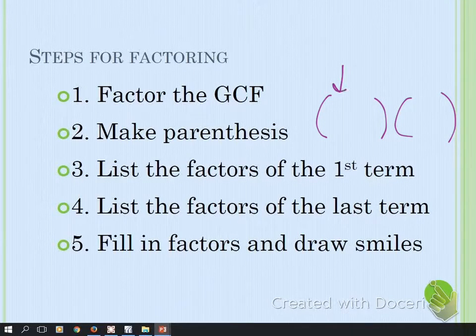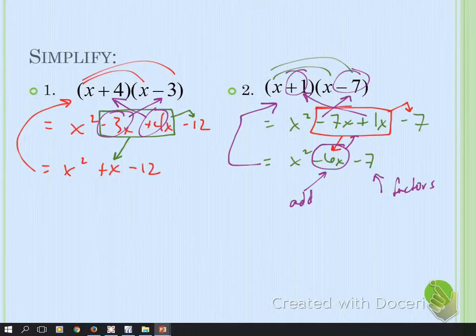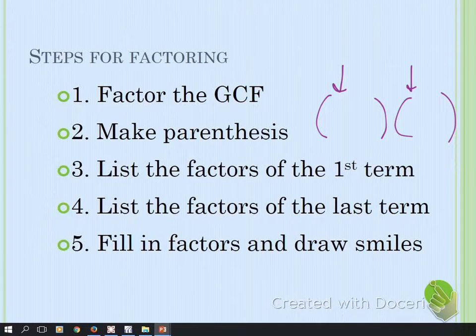What goes in this first term here is just our first term factored. So if we go back, if we factor x squared, we factor it into x and x. And that's the first term in those two parentheses. So that's what we're talking about there. So list the factors of the first term, list the factors of the last term. And number 5 says fill in factors and draw smiles. But the draw smiles, while it's a good check, may not be necessary if we're choosing our factors very carefully. Okay? I'll show you what I mean by draw smiles.